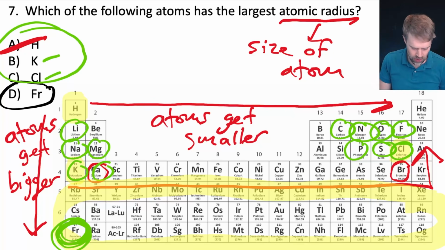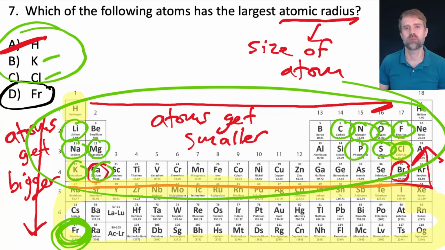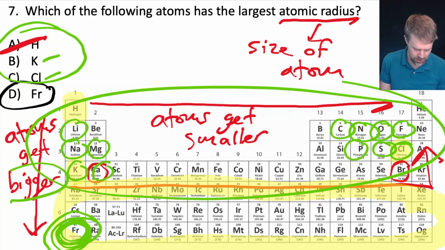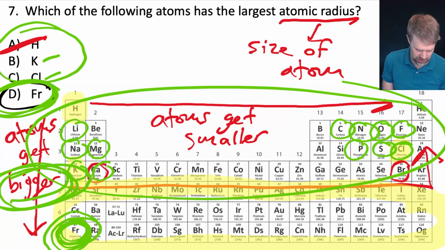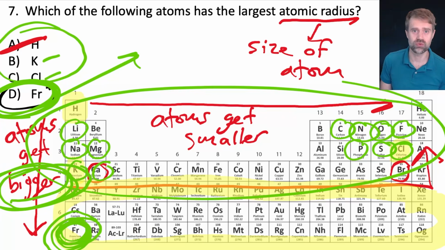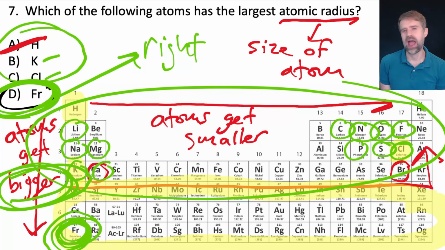The atoms you've heard about are up at the top where they are small. If you haven't heard of an atom, it is likely to be at the bottom where the atoms are big. And that means that the correct answer here is francium. You see how I used kind of a hack, a trick to answer that? I didn't have to memorize the whole periodic table. I could kind of think through it.